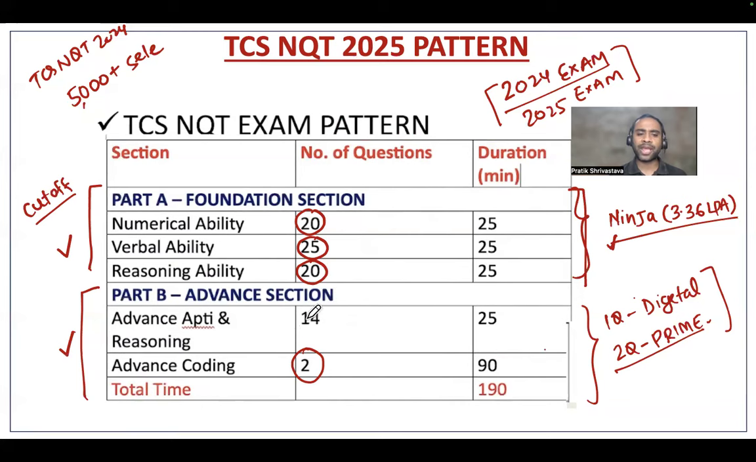In part B, you will have advanced-level aptitude and reasoning, and advanced coding. There will be 2 questions. So this will be the complete pattern of TCS NQT.